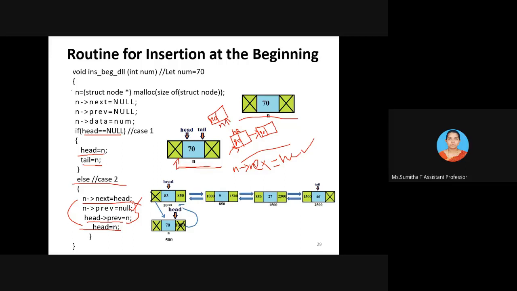Okay, the next one is head of previous equal to n. N is assigned to head of previous.